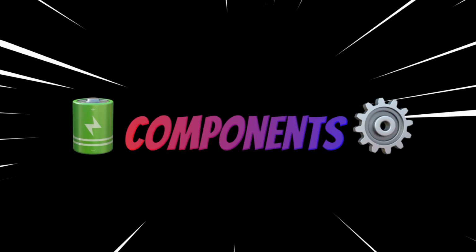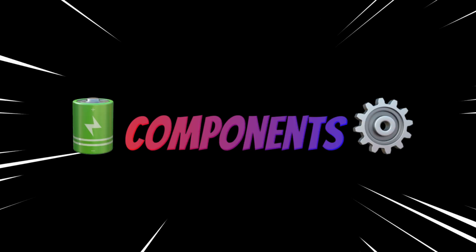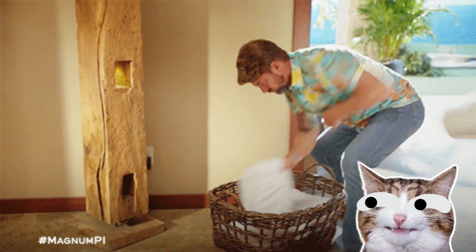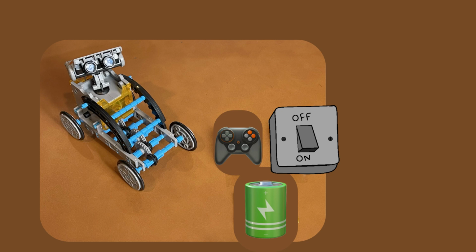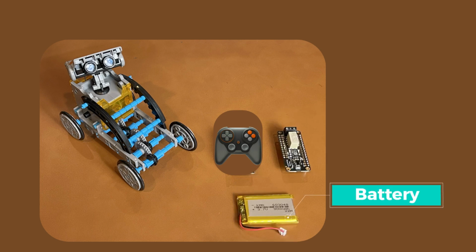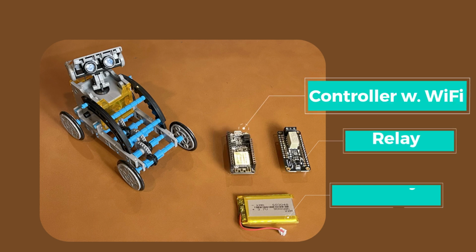Components. There is only one criterion for components. That is, I must already have them. So, after some searching, I have found a rechargeable battery, a relay, which works as a switch, and a Wi-Fi capable microcontroller to control that switch.